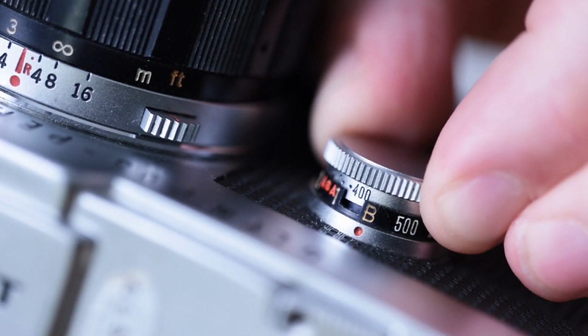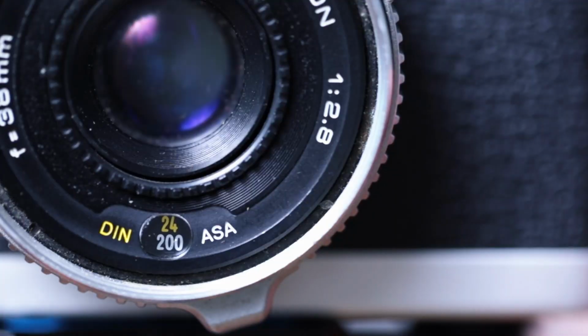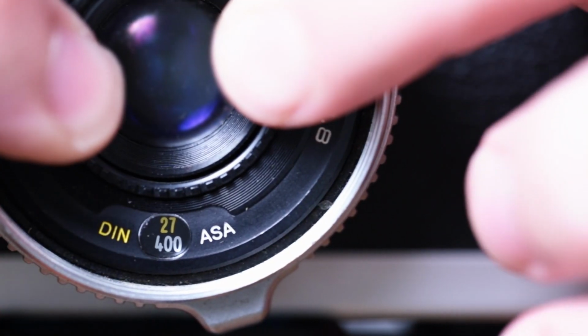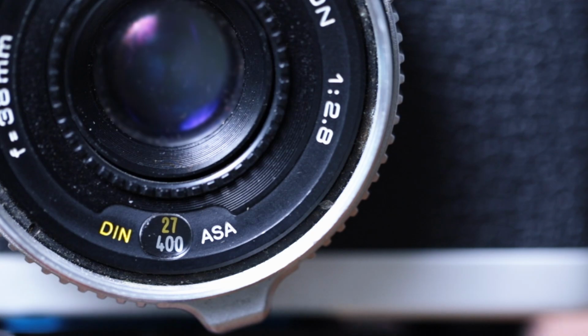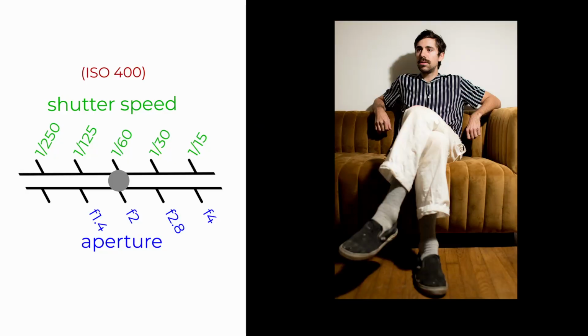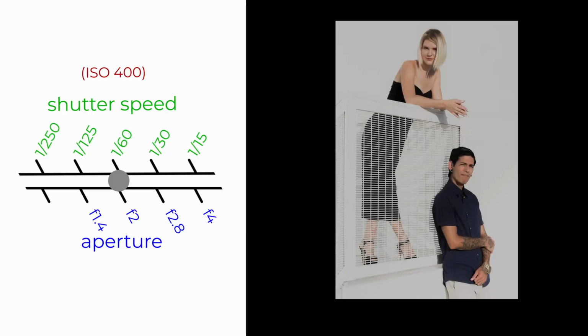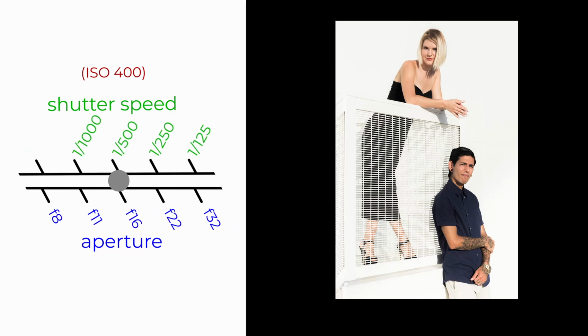The three variables of ISO, shutter speed, and aperture are a lot to cope with. So what if we just set our ISO to 400 and then forget it exists? With your camera locked onto ISO 400, I know that indoors at night you can use f2 at a 60th of a second. Outdoors in the sun you can use f16 at 500th of a second, and that's the sunny 16 rule in action.